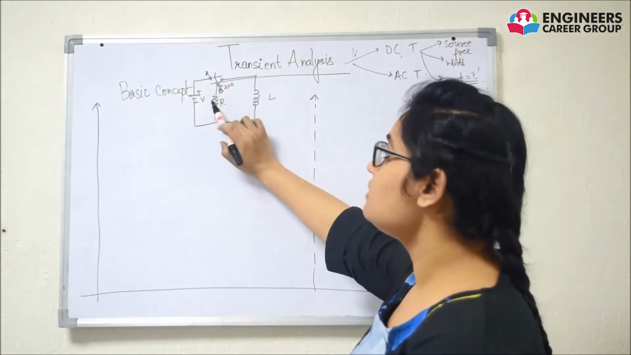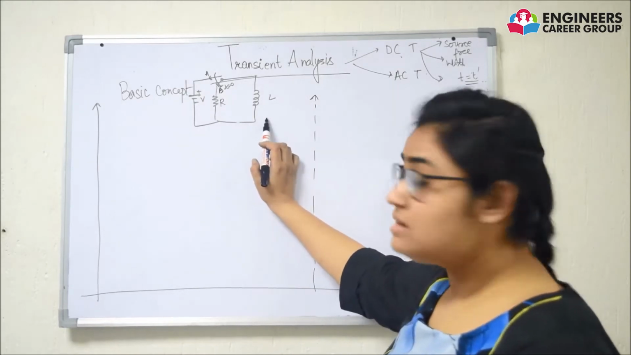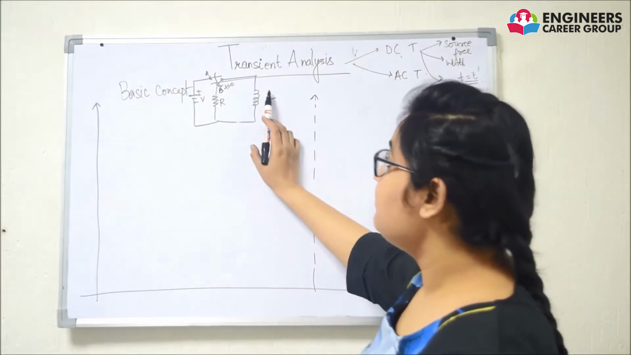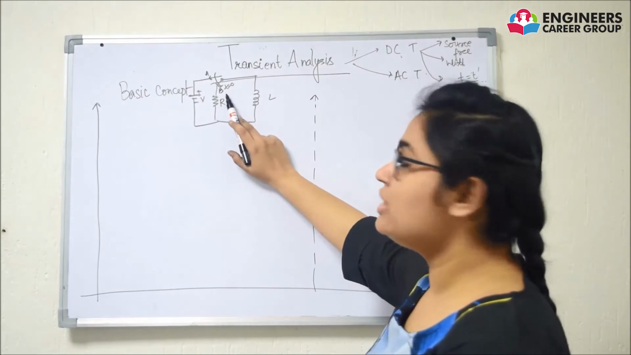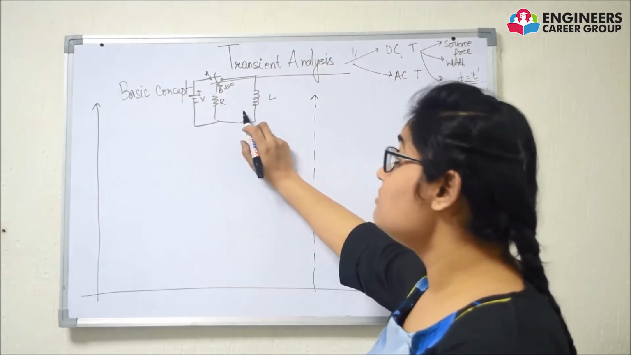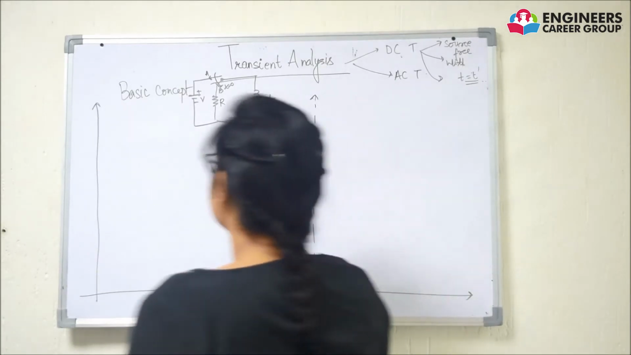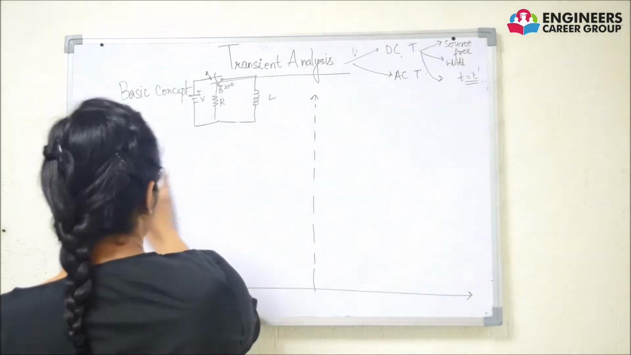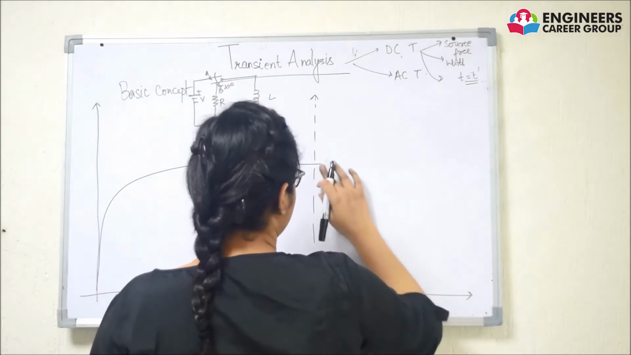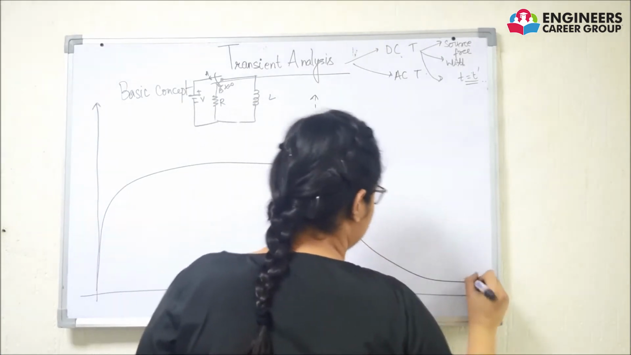At t is equal to A, this circuit is with source circuit. In this circuit it will be charging, and when this switch is shifted to point B, this circuit becomes source free circuit. In this portion it will be discharging. Now we will write the charging equation for my RL circuit.